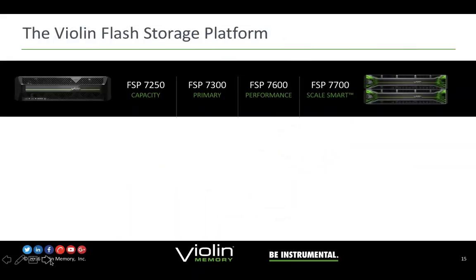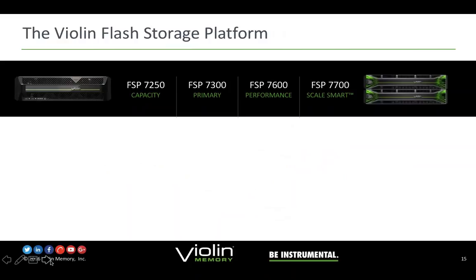So the Vylan portfolio we bring is called the Flash Storage Platform. We have different products engineered for different types of use cases. We have the Flash Storage Platform 7250, which is engineered for capacity-oriented workloads, very oriented for virtualized environments and other workloads that take advantage of inline dedup and compression. Then we have the Flash Storage Platform 7300, which is really a primary storage product oriented to support multiple and mixed types of workloads on a single platform.